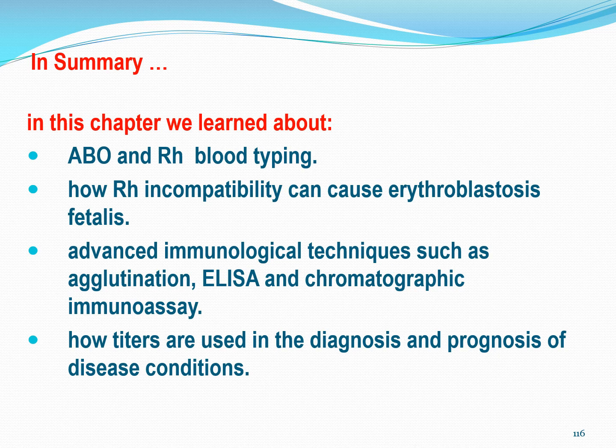Okay, we also talked about in this chapter ABO and Rh typing, how Rh incompatibility can cause erythroblastosis. We talked about advanced techniques. We talked about titers, right?